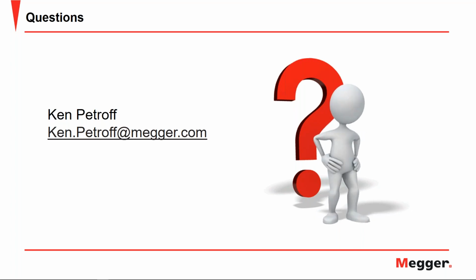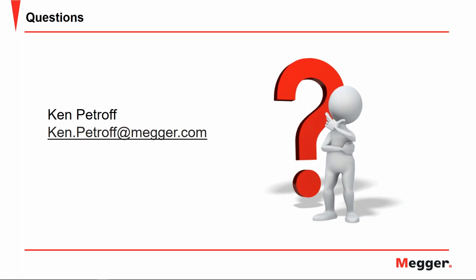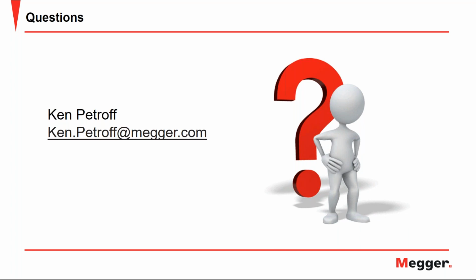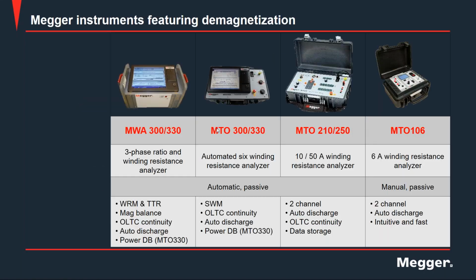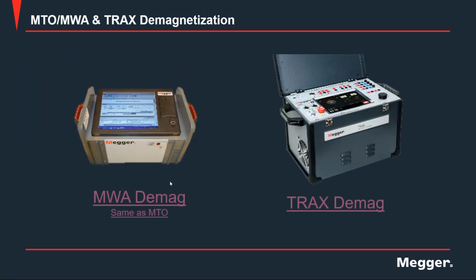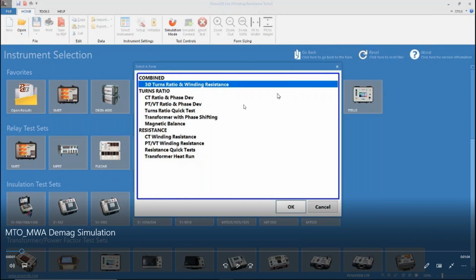All right, thanks. So Ken, how do we demagnetize the XFMR at the site? To demagnetize the transformer at the site, let's say you're using the MTO 300 series, you will have your 6 leads connected to the transformer because that's how you were doing your winding resistance test. I will just bring up the example here in the video. This is the example for the MWA, but it should be noted that the same demagnetization procedure is used for the MWA or the MTO.